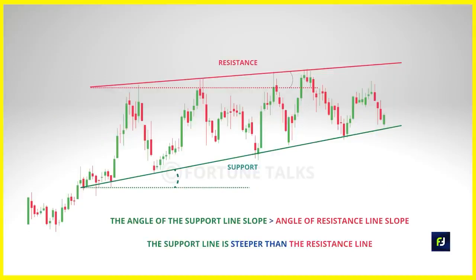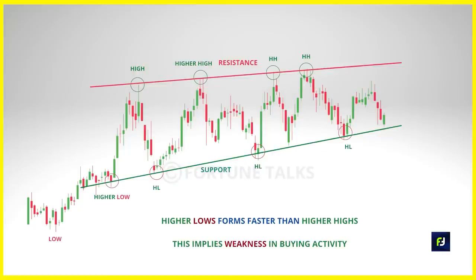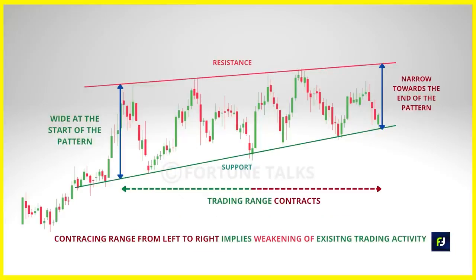What this implies is that the higher lows form much faster than the higher highs, leading to a wedge-like formation. This also means that the selling activity is gaining more traction and the buying activity is getting weaker. Also, the contraction of the trading range from left to right indicates a weakening of the existing trading activity.